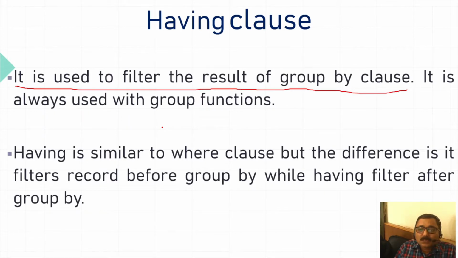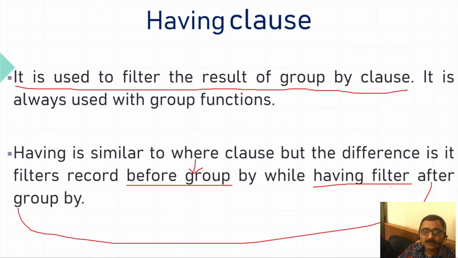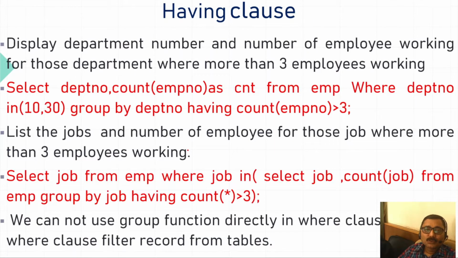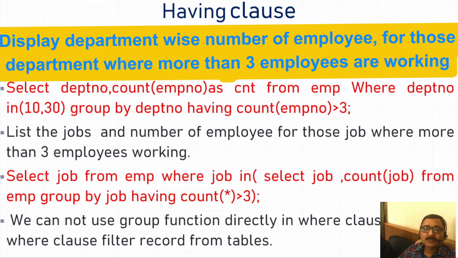Having clause is similar to where clause, but the difference is that where clause is going to filter records before grouping, while having clause filters data after grouping. You can say after group by clause, right? So these are some of the examples of having clause.